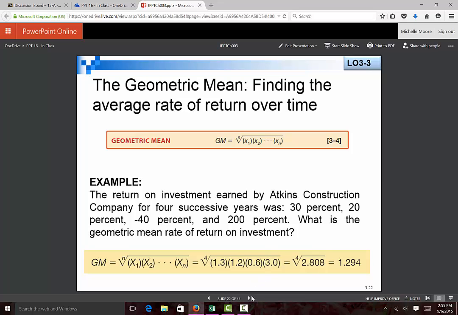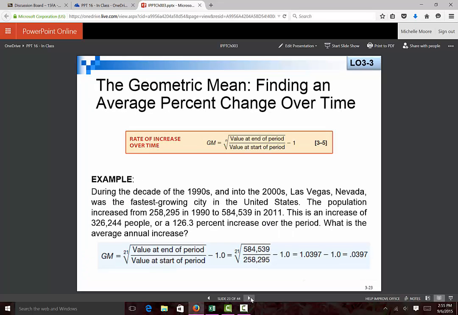Now sometimes in this next example, we see that we have a start and an ending period. So in this example down here, during the decades of the 1990s and into the 2000s, Las Vegas, Nevada was the fastest growing city in the United States. So the population increased from 258,295 in 1990 to 584,539 in 2011. This is an increase of 326,244 people, or 126.3% increase over that period. So what was the average over that period? In other words, every year, about how much did it grow?